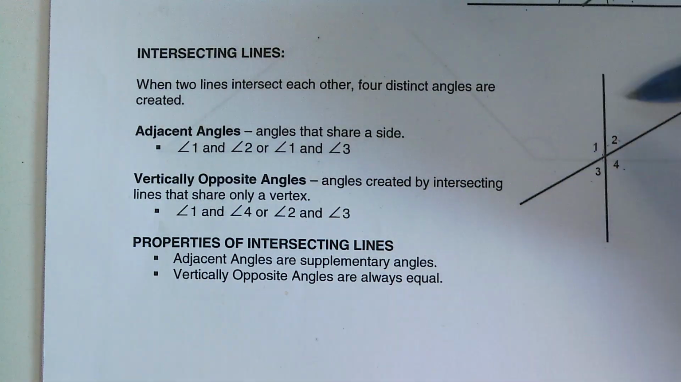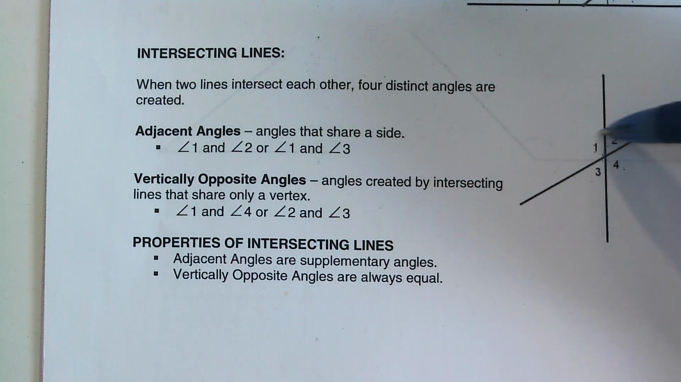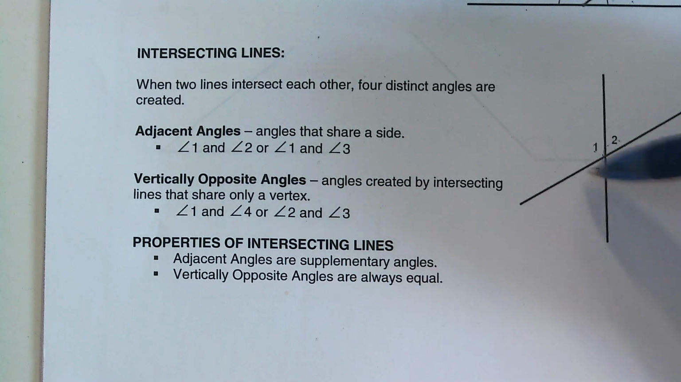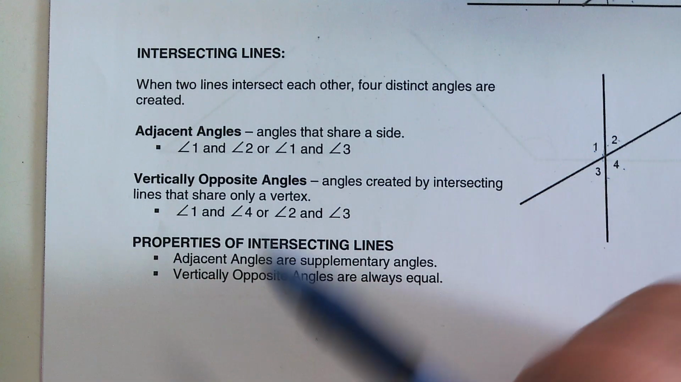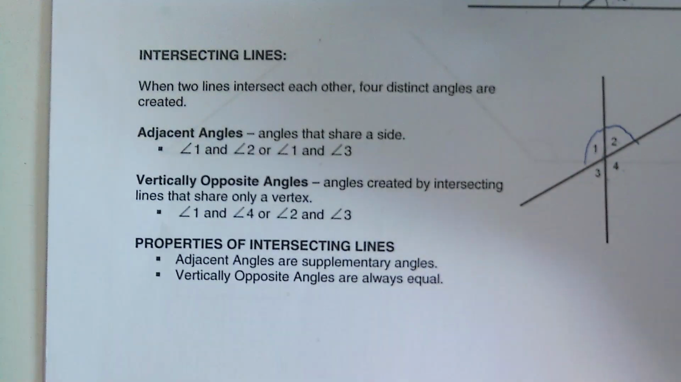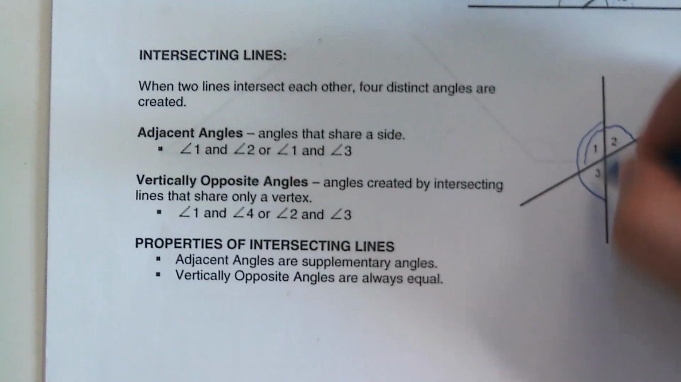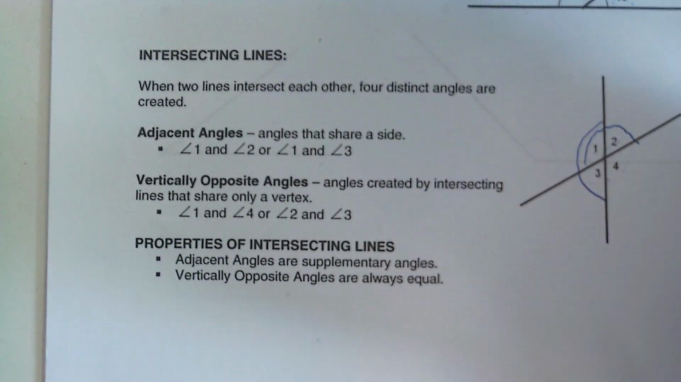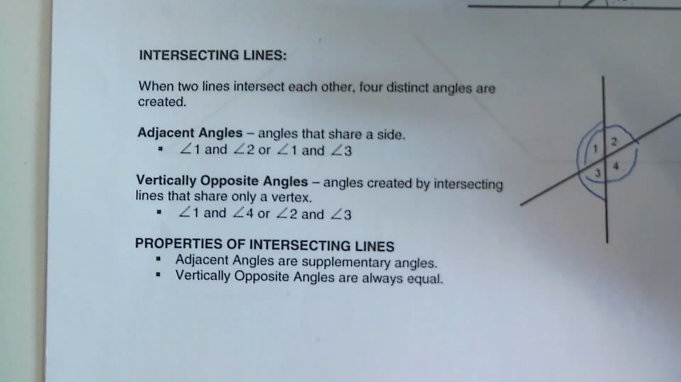When two lines intersect each other, like these two do, there are four angles that are created. So there's angle 1, angle 2, angle 3, angle 4. Adjacent angles are angles that share a side. So for example, 1 and 2 are adjacent because they're beside each other. 1 and 3 are adjacent because they're beside each other. Another example, 3 and 4 are adjacent. 2 and 4 are adjacent. Adjacent angles are angles that are basically beside one another.